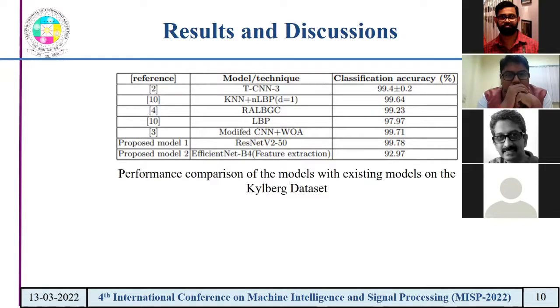Yes, please continue. So here we can see that our model has marginally outperformed the other models, and it has given really competitive results. The ResNet-P250 model and the EfficientNet-P4 model have also given some competitive results.